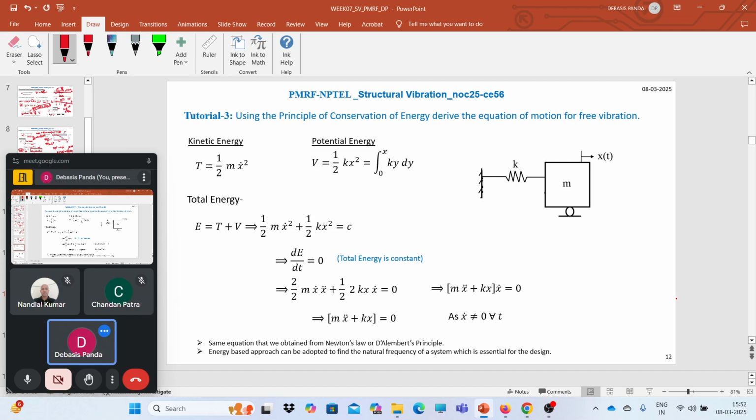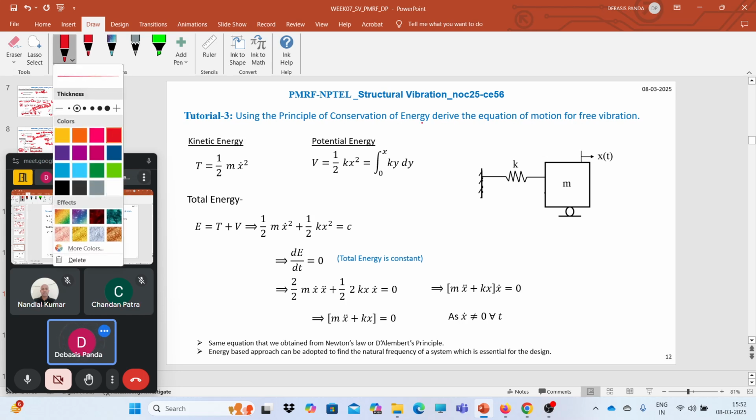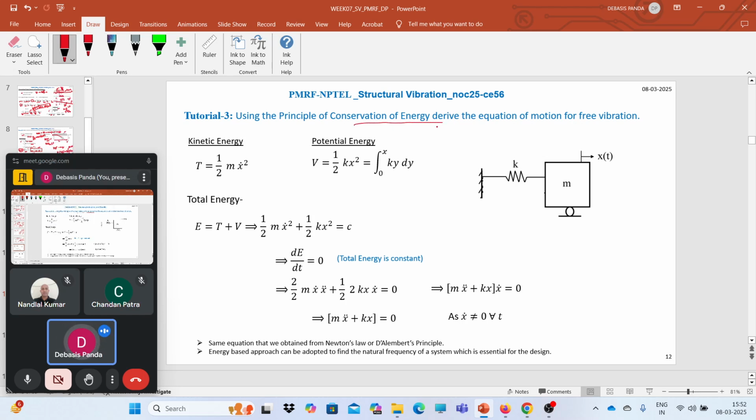Now let's solve another tutorial where we will use the principle of conservation of energy to derive the equation of motion of a free vibration system. Free vibration means no damping will be present, and no external force will be present there. That means the system will vibrate with its fundamental or natural frequency without any effect of an external force.